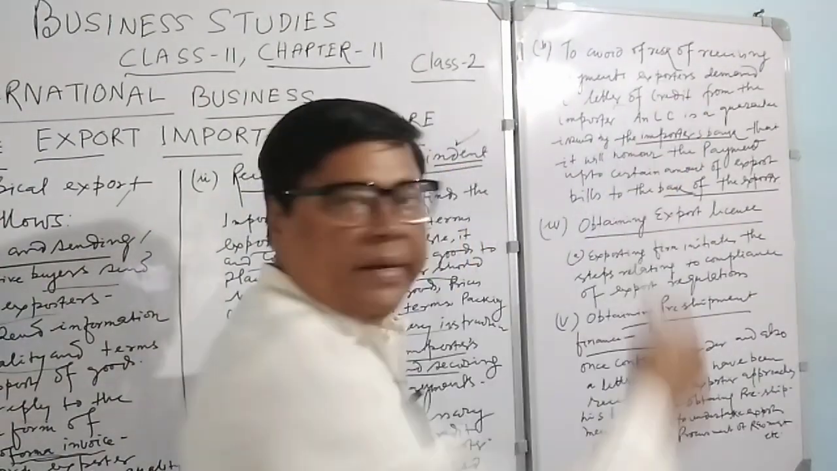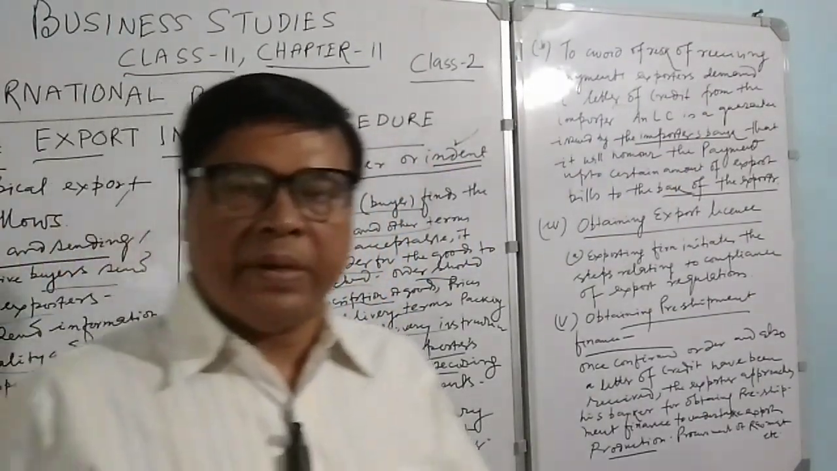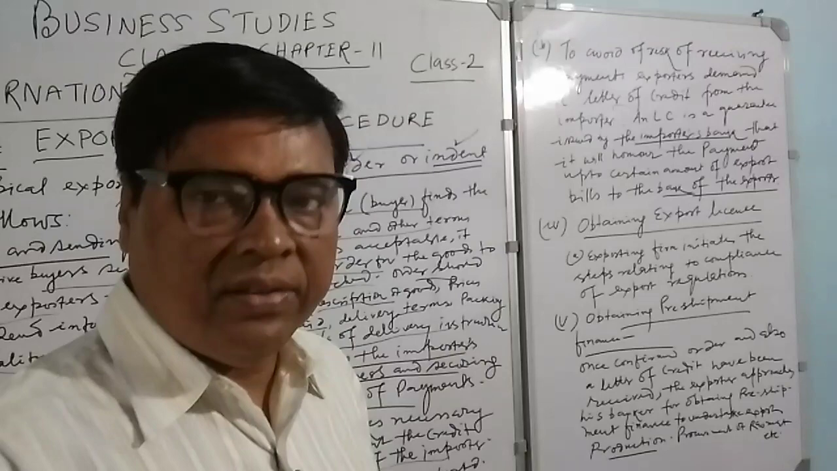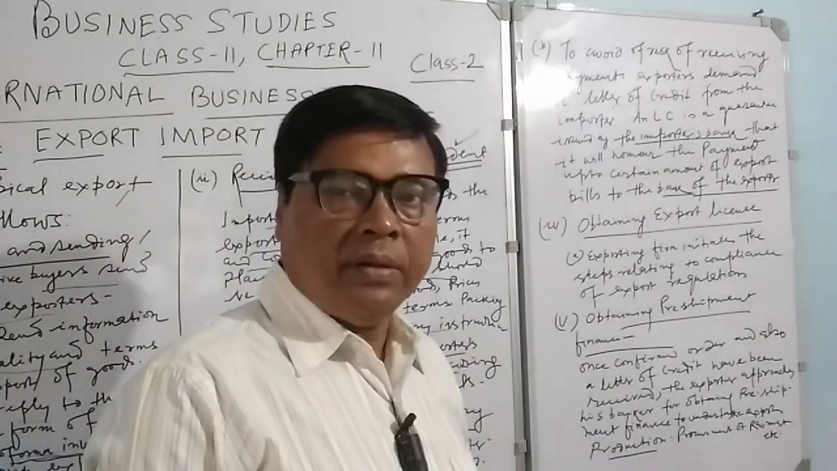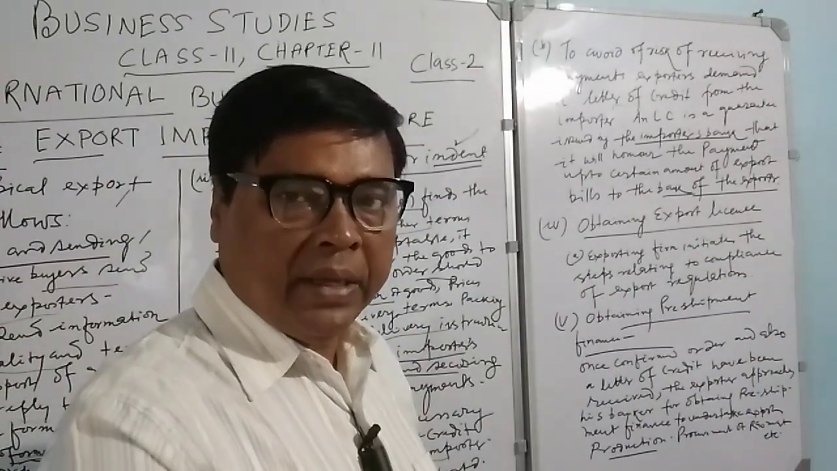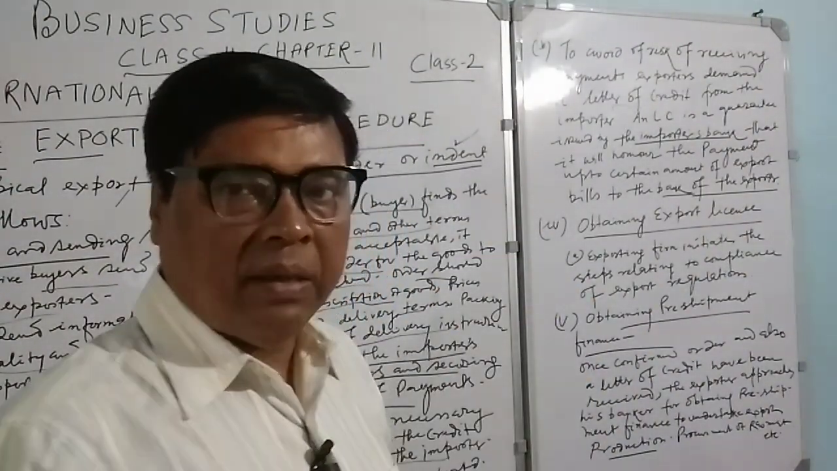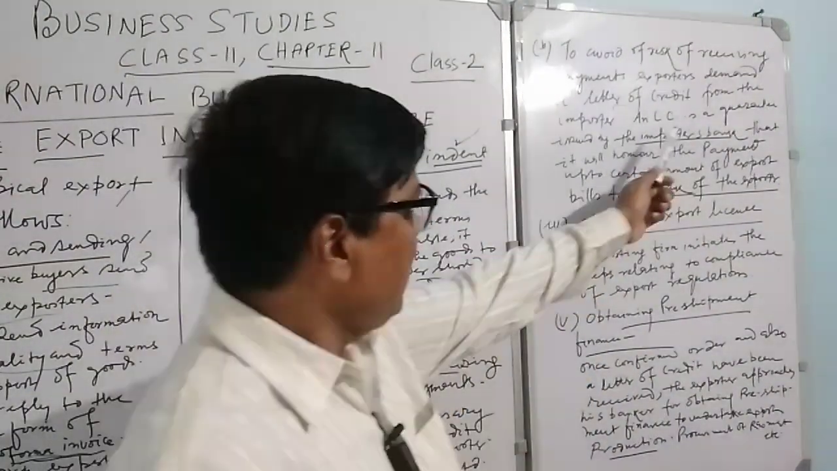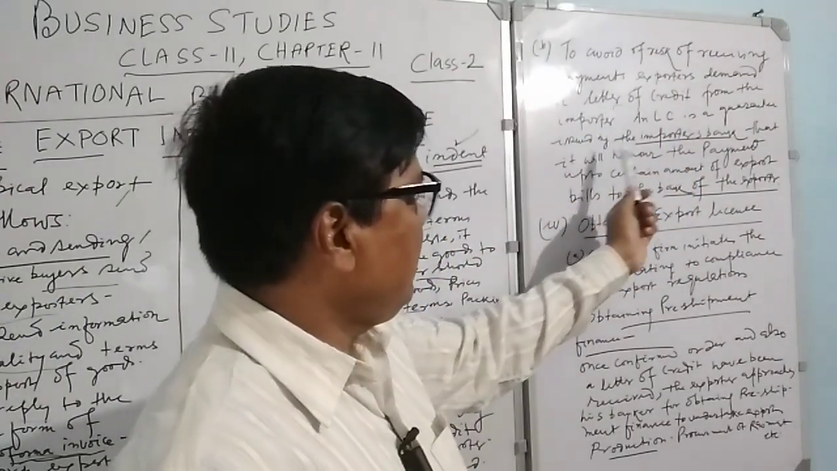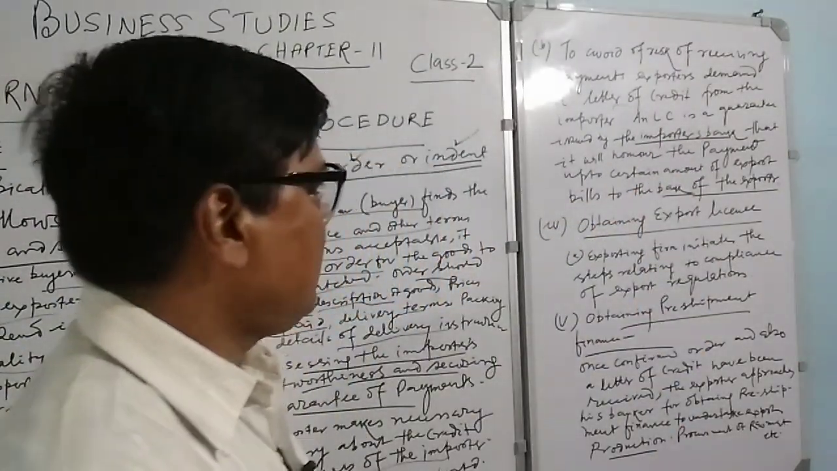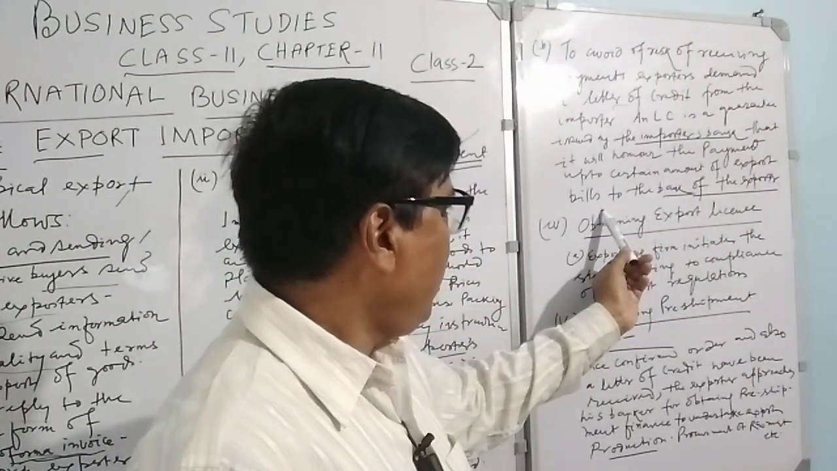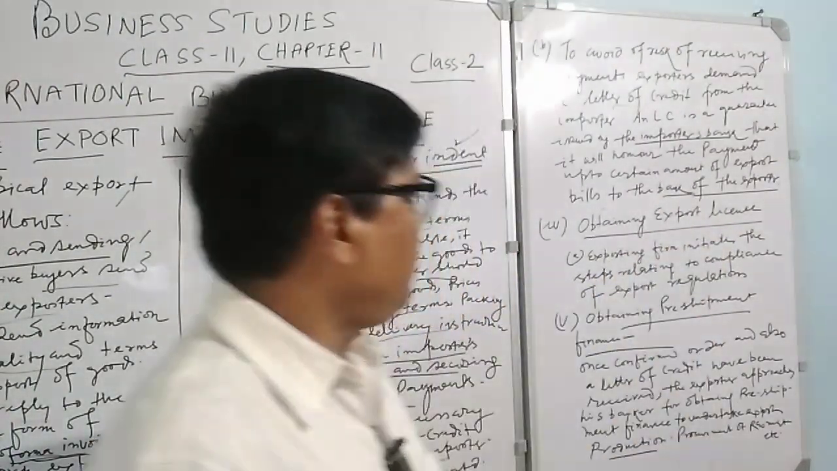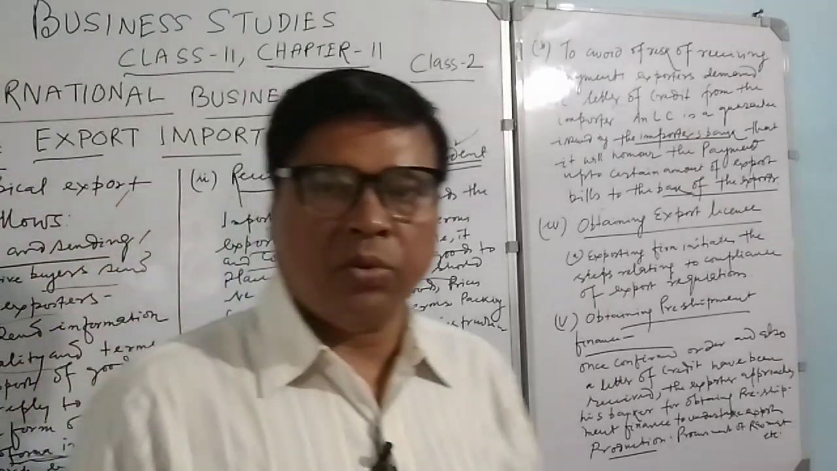exporters demand a letter of credit. What is a letter of credit? In short, we call it LC. A letter of credit is nothing but an acceptance to make the payment after certain days. And an LC is a guarantee issued by the importer's side that it will honor the payment up to a certain amount against the export bills to the bank of the exporter.